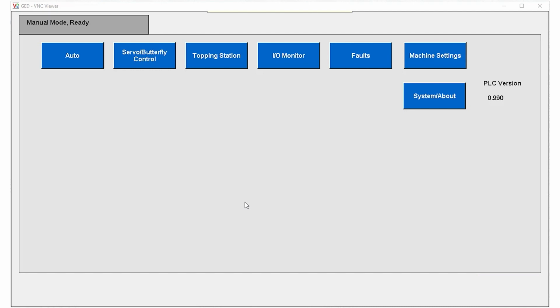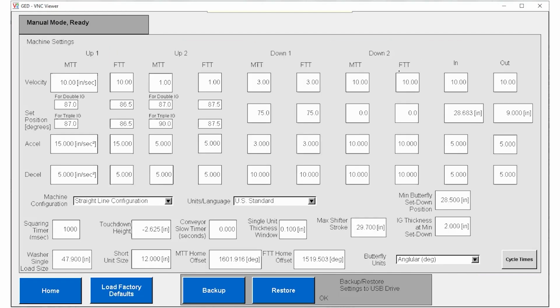On the home page of the VNC Viewer, there is a button captioned Machine Settings. Pressing this button will navigate to a page where many of the machine control parameters reside. There are no buttons on this page that will cause the machine to move. Rather, there are a number of text boxes that accept numeric inputs. The values determine how the machine moves or what position it goes to.